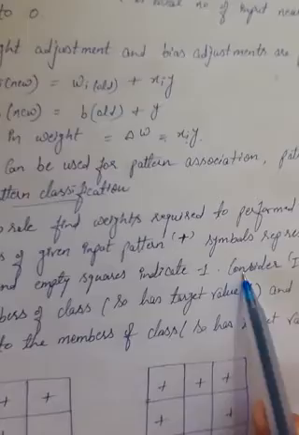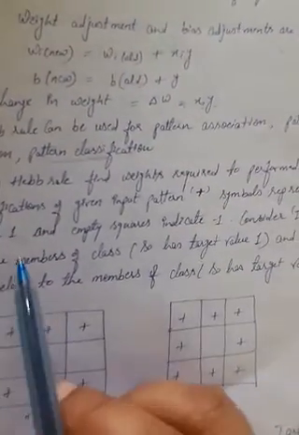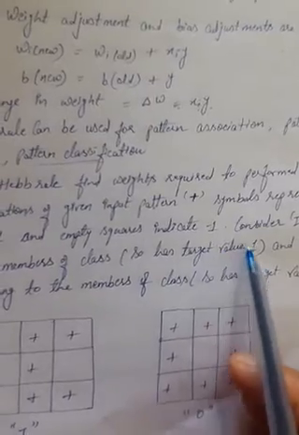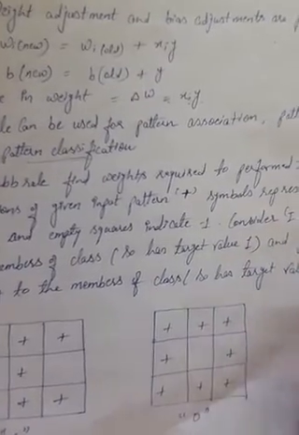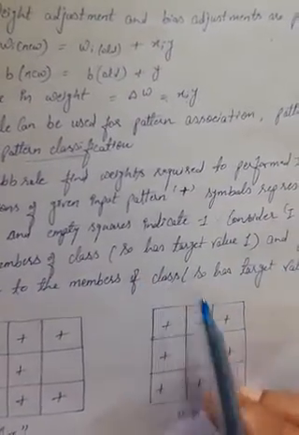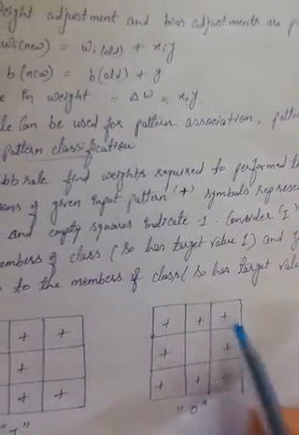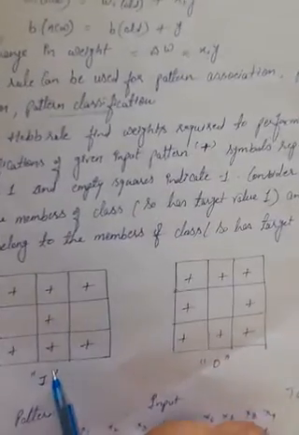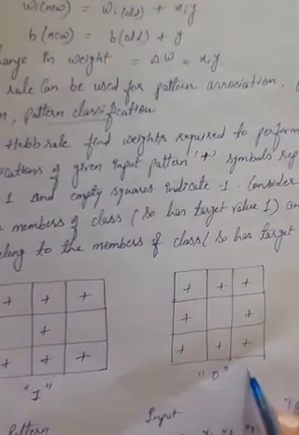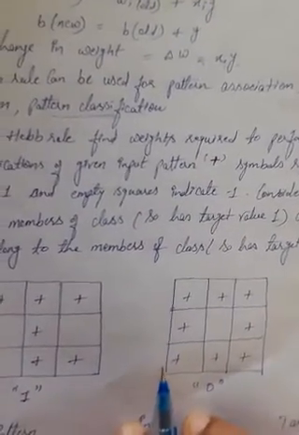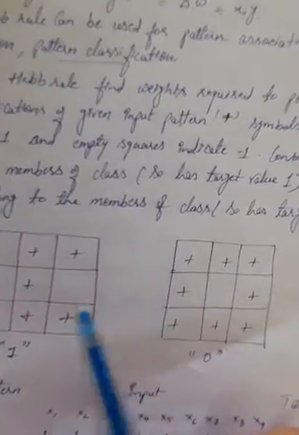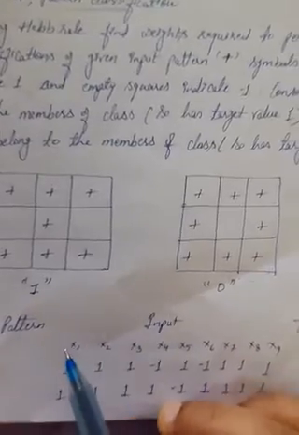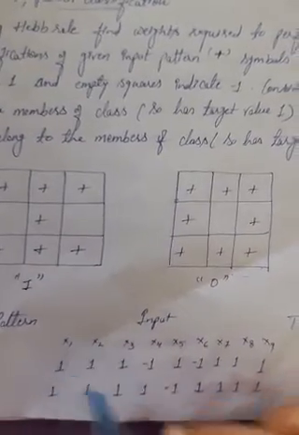Okay. Now consider I belongs to the member of class, so it has a target value of 1, and O does not belong to the member of class, so it has a target value of -1. That means the target value for I is 1 and the target value for O is -1. Now the first step is to arrange data in tabular form, where I and O are given.